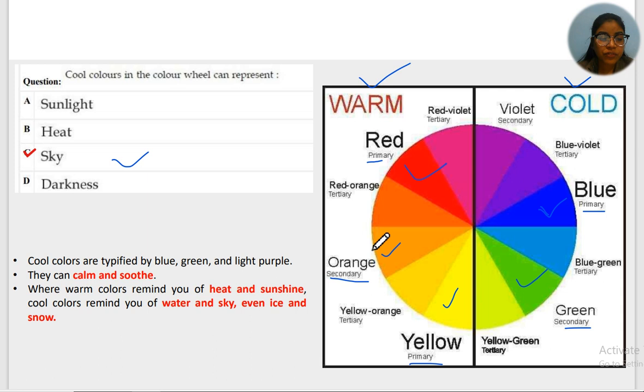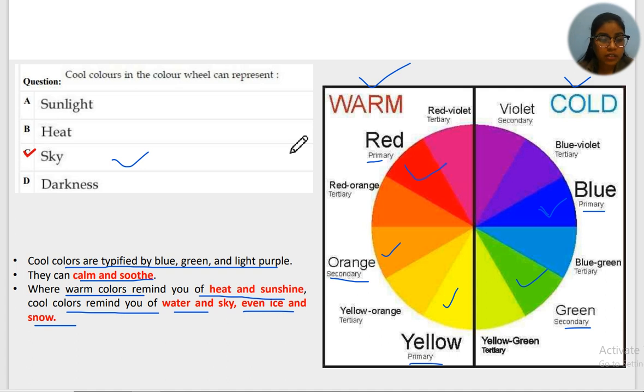So how do we categorize warm and cool colors? Cool colors are typified by blue, green and light purple, as you see over there. They can calm or soothe. These colors are calming, soothing, relaxing. So these are your cool colors. Whereas warm colors remind you of heat and sunshine, and cool colors remind you of water and sky, even ice and snow. So this is the basic difference between the warm and the cool colors.